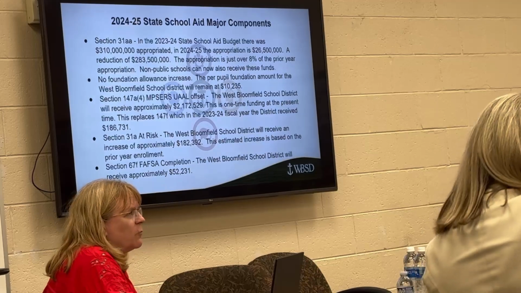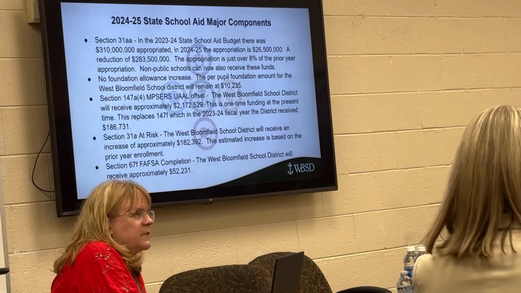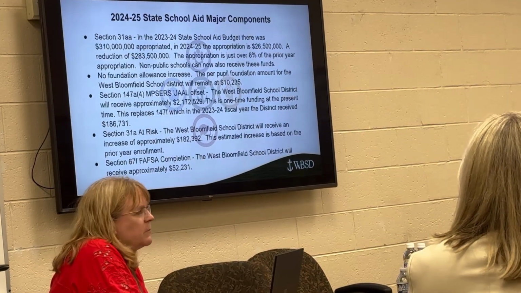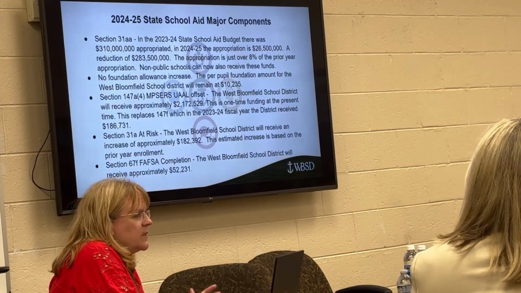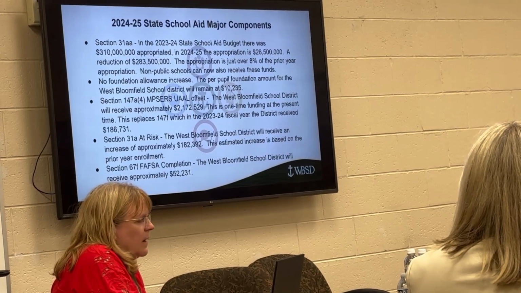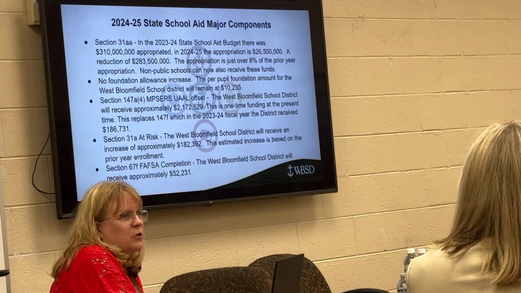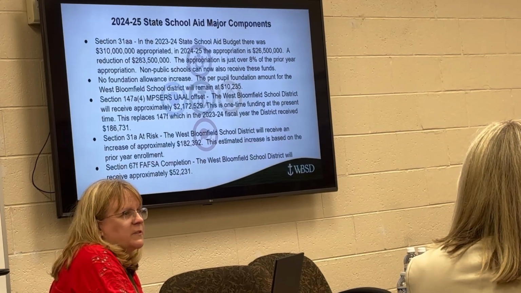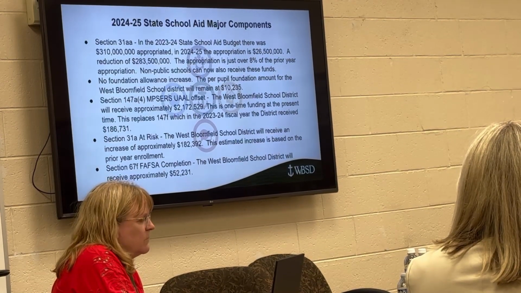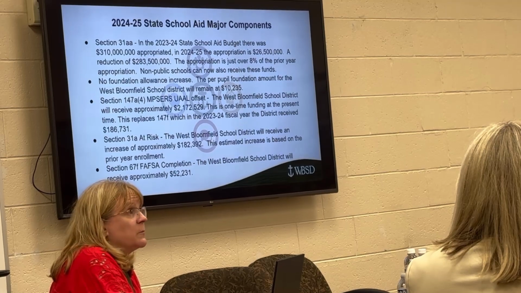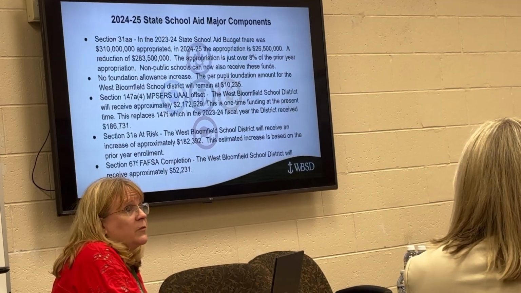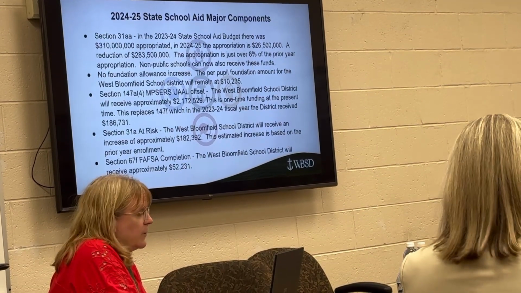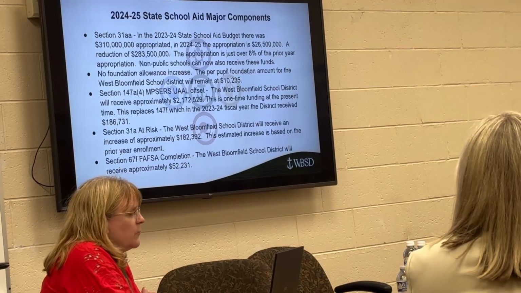This replaces the 147F, which we received in 23-24. We received 186,000, so you can see there is a large difference in that amount. It's supposed to reduce our retirement percentage by around 5% of what we pay. For next year, we're to pay 31.36% of salary.